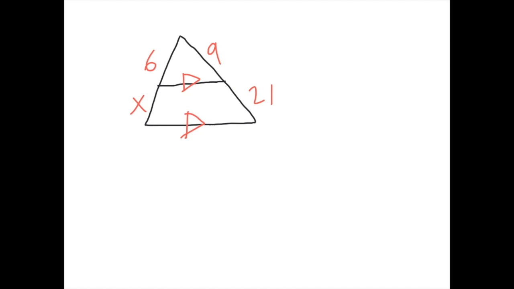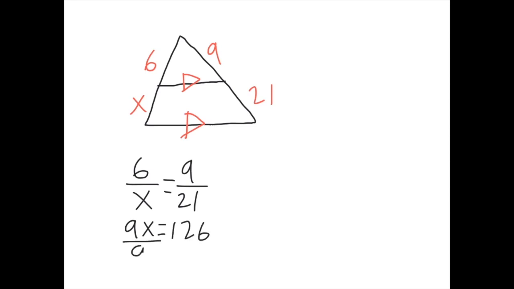So, if we want to solve for x, we have to set this up as a proportion. So we have 6 to x and 9 to 21. And then we cross multiply to solve the proportion. That gives us 9x equals 126, and then divide both sides by 9, and that gives us that x equals 14. So you can just set it up as a proportion and then solve.